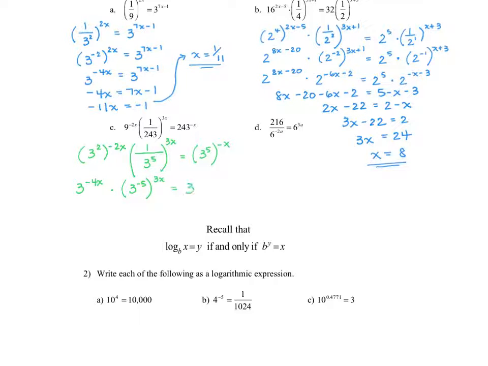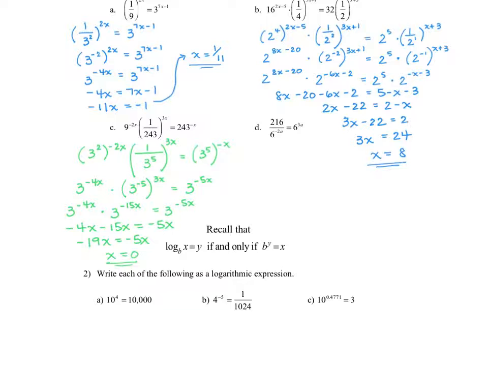And then again, power to a power gives me 3 to the negative 5x. So I have 3 to the negative 4x. Using my power to a power, I get 3 to the negative 15x, and still 3 to the negative 5x. Now that all the bases are the same, we can add the exponents when we multiply. So negative 4x minus 15x equals negative 5x. And I'll get negative 19x equals negative 5x. And so here, x is equal to 0.